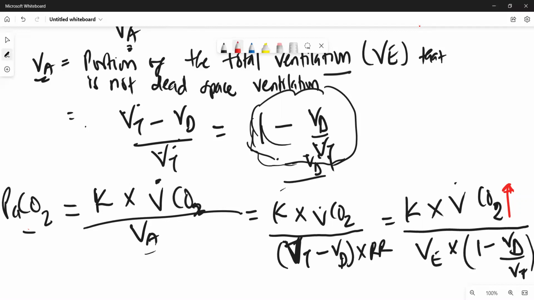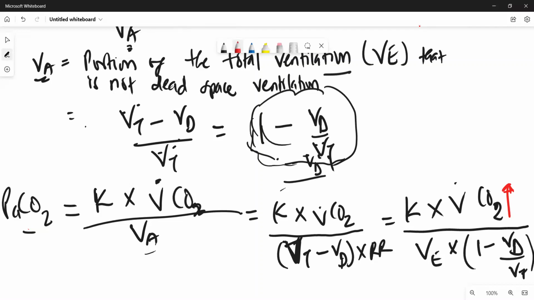If a patient has an increase in alveolar dead space, right? So if the dead space is increased, that means the denominator is going to decrease. If you decrease this, by the time you subtract it, your denominator is going to be low, and by the time you divide the numerator by that denominator, that will make your PaCO2 high, right? So an increase in the alveolar dead space also increases your PaCO2.